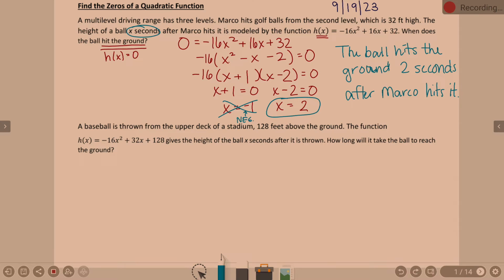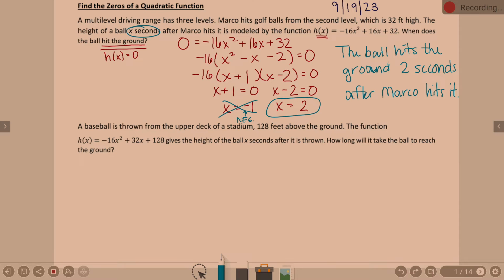Okay? So, word problems, always check what your answer is, what it means, does it make sense, is it logical? A negative answer doesn't make sense when we're answering time, just like it wouldn't make sense if it was the height. Okay, questions on that one?